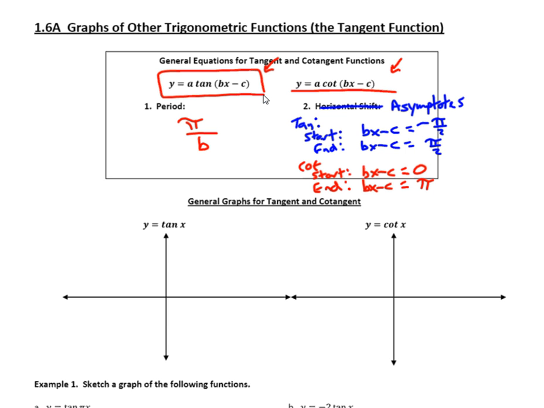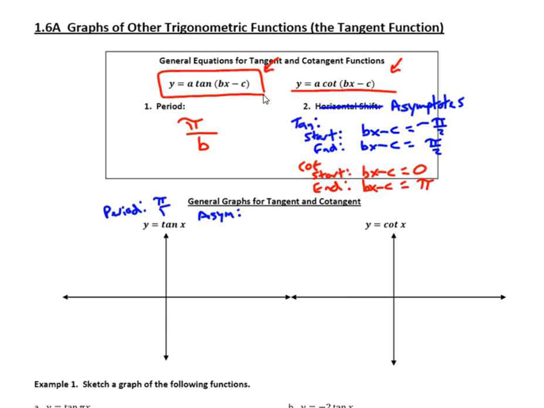The first thing I want to do is find the period. So that's pi divided by 1, so the period is pi. I'm not going to draw that in with the tangent graph, though. I just need to know that my period should be a full pi. What I'm going to draw in is the asymptotes.